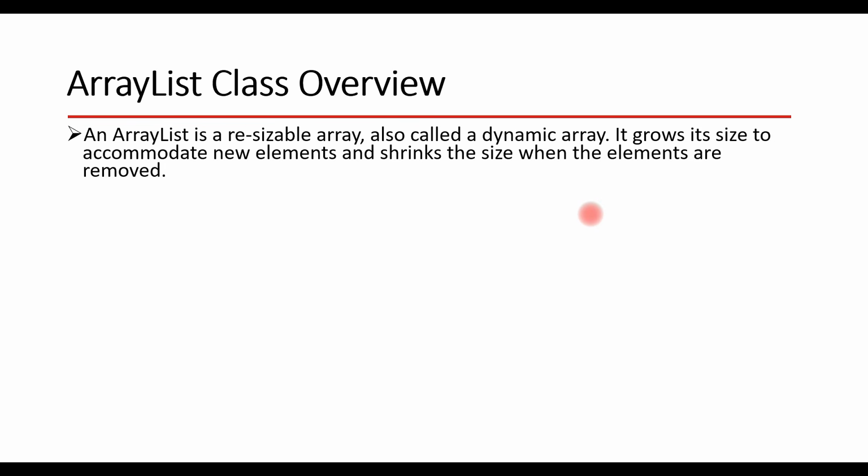ArrayList internally uses a dynamic array, and it grows its size to accommodate new elements and shrinks the size when the elements are removed. It means that ArrayList will increase and decrease its size as per our requirement. So whenever you are not sure about the size of an array, then you should go for ArrayList. ArrayList internally uses a resizable array. Let me dive into the ArrayList source code, and let me show you how it internally uses an array.